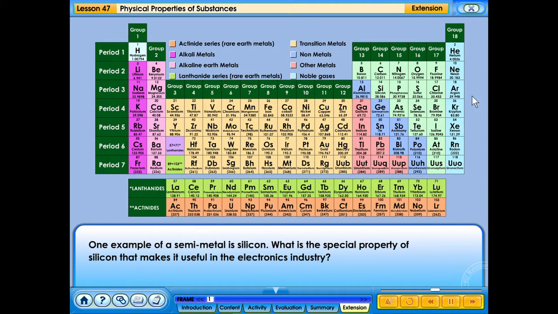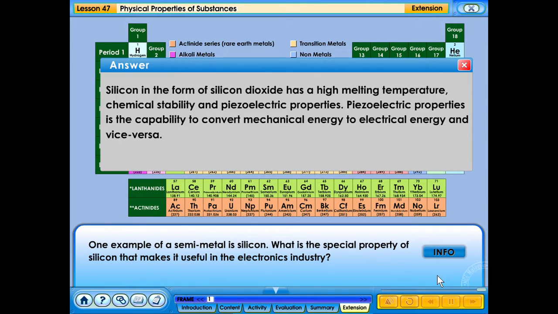2. One example of a semimetal is silicon. What is the special property of silicon that makes it useful in the electronics industry? Silicon in the form of silicon dioxide has a high melting temperature, chemical stability, and piezoelectric properties. Piezoelectric property is the capability to convert mechanical energy to electrical energy and vice versa.